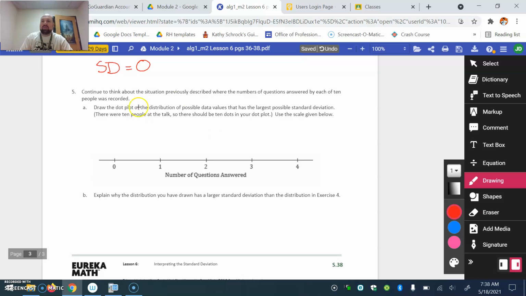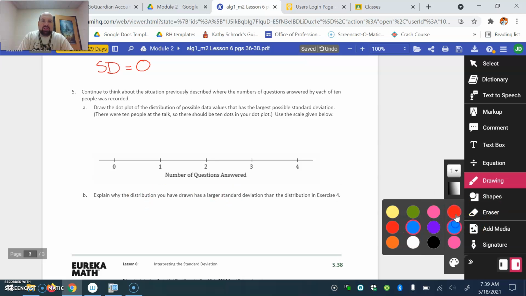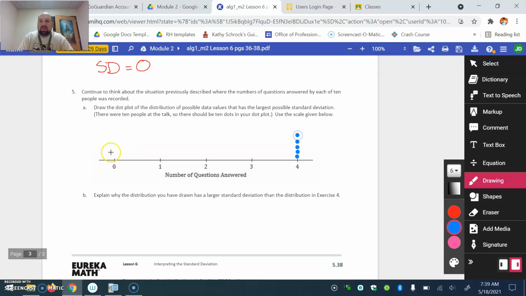Question 5. Continue to think about the situation previously described. Draw a dot plot of the distribution of possible values that has the largest possible standard deviation. That would actually be pretty simple. The largest possible standard deviation would be if half of them were over here and the other half were over here. In other words, how spread out is our data? Explain why the distribution you've drawn has a larger standard deviation than in 4: because the data is more spread out. That's our explanation. That's what this is all about.